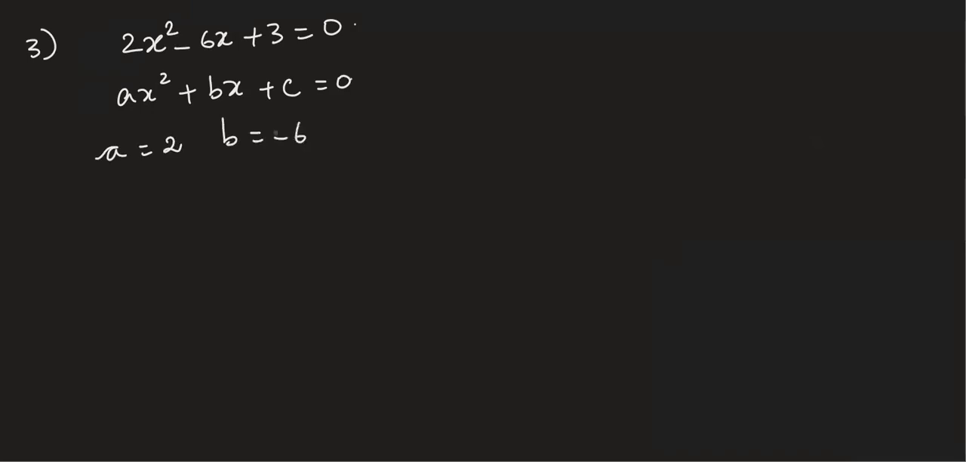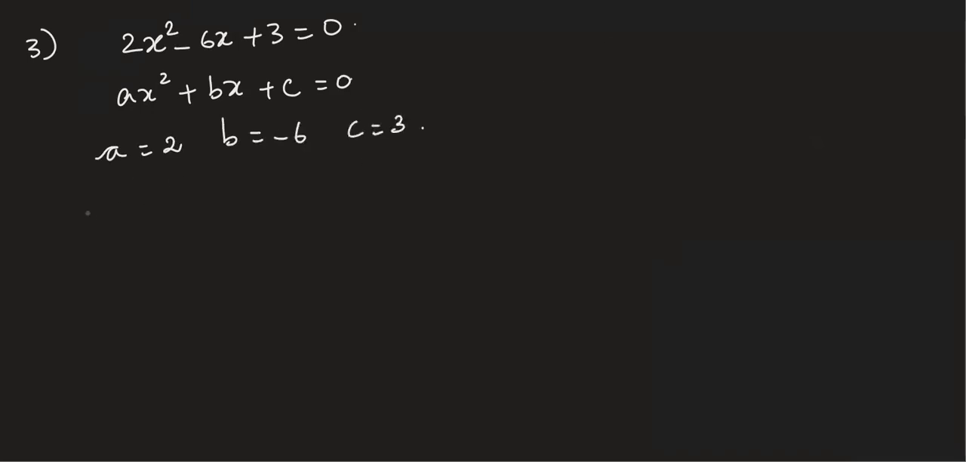Now what's question number 3? So question number 3 is 2x square minus 6x plus 3 is equal to 0. Okay. So ax square plus bx plus c is equal to 0. What is a here? So value of a will be 2, b is minus 6, and c value will be the constant, which is actually 3.